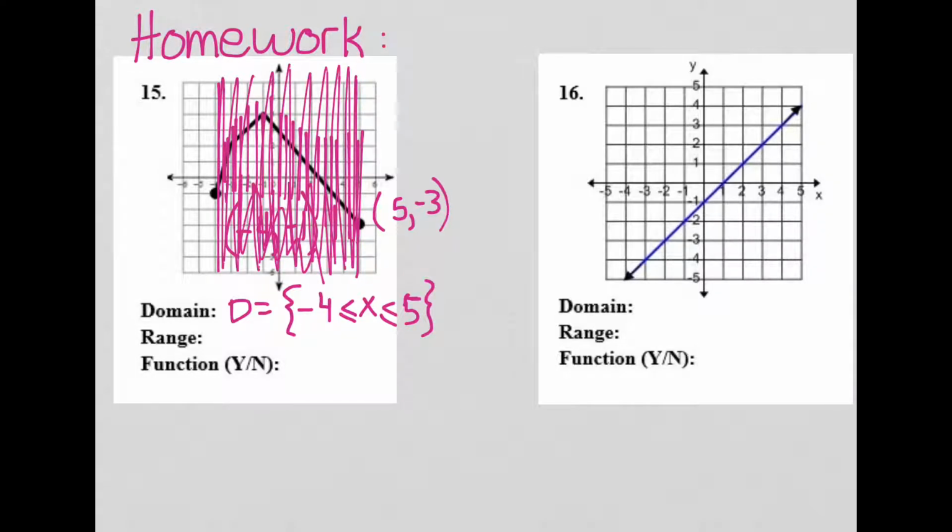Somewhere in there I had a y value for each of those x's. So now let's do the range. The range, y is the range. Well, what y values did I use?